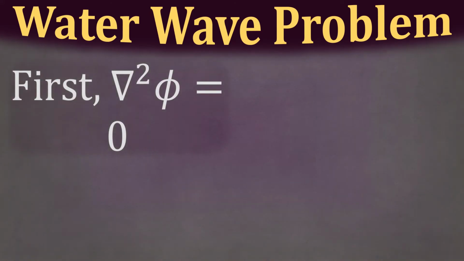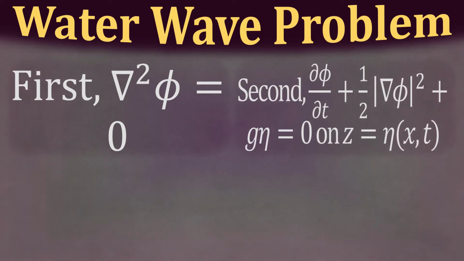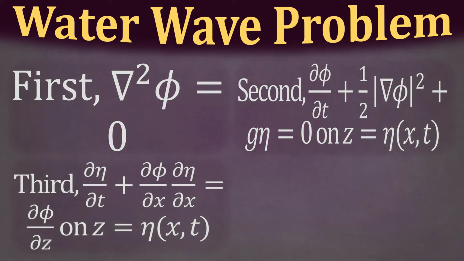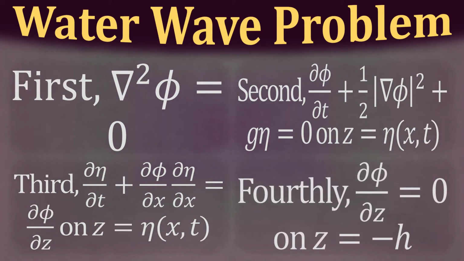Now, let's state the water wave problem. First, the Laplacian of phi equals 0. Second, the partial derivative of phi with respect to t plus a half times the grad of phi squared plus g eta equals 0 on z equals eta of x and t. Third, the partial derivative of eta with respect to t plus the partial derivative of phi with respect to x times the partial derivative of eta with respect to x is equal to the partial derivative of phi with respect to z on z equals eta of x and t. And fourthly, the partial derivative of phi with respect to z is equal to 0 on z equals minus h.